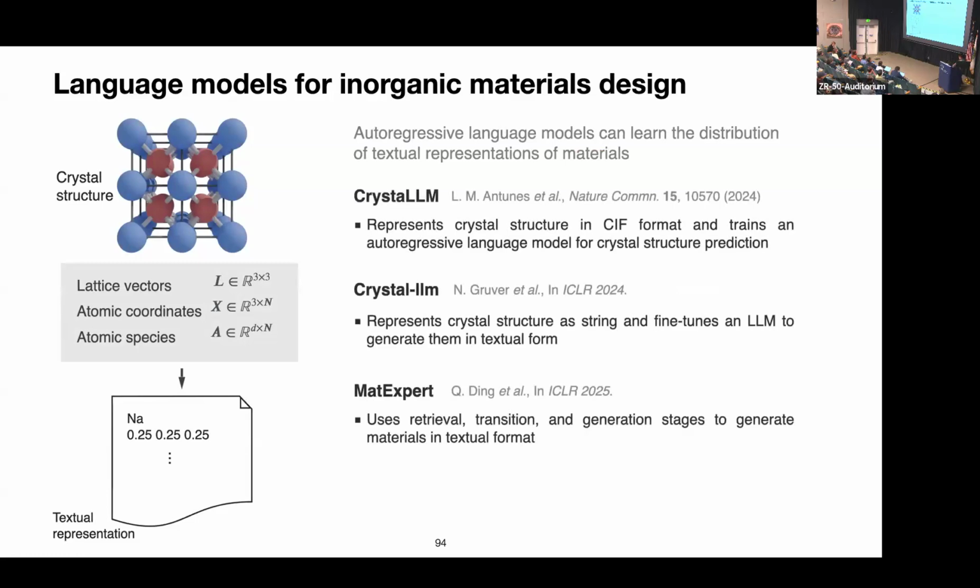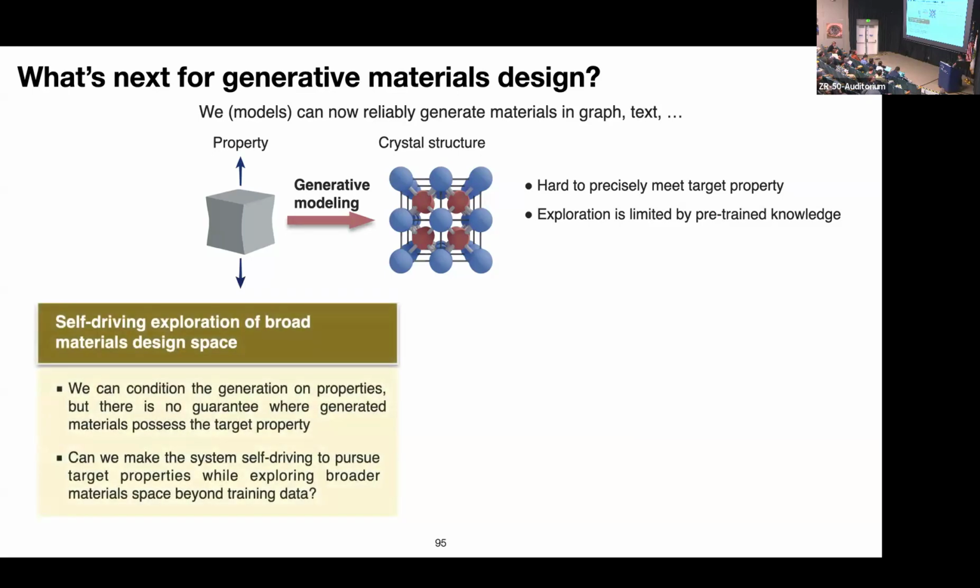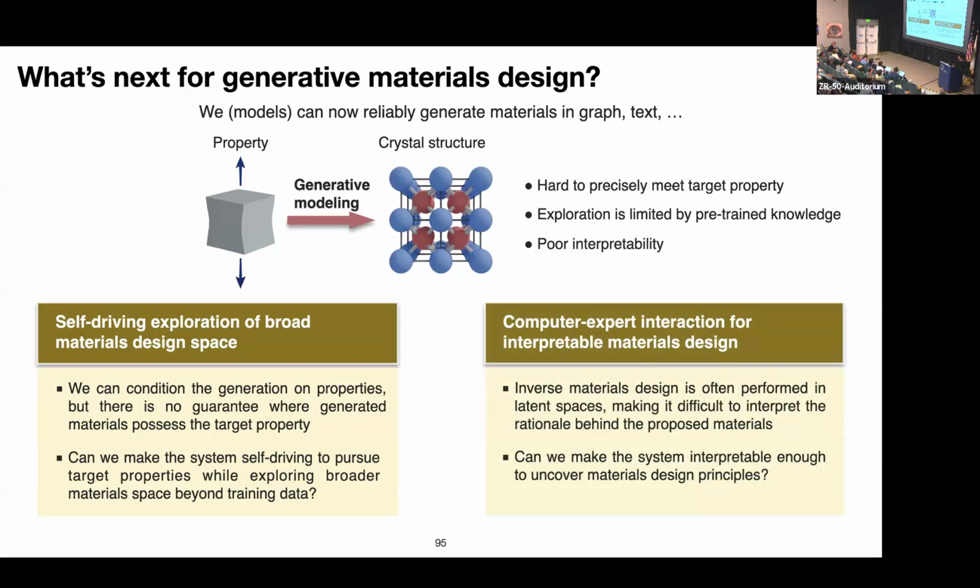And it also works using language models, right? For example, MetaExpert we have just introduced, and the CrystaLLM. So we can see those models can generate materials in graph or in text, but they're hard to precisely meet the target property, and the exploration is still limited by the pre-trained knowledge of the models, right? So we can condition the generation on these properties, but we have those limitations. So can we make the system self-driving to pursue target properties or explore a broader material space beyond the training data? Basically, we want to generate more diverse materials. And also, they have poor interpretability. So can we make the system interpretable enough to uncover material design principles?